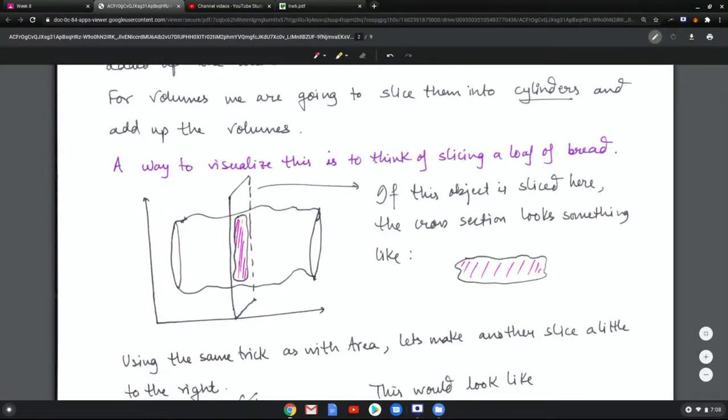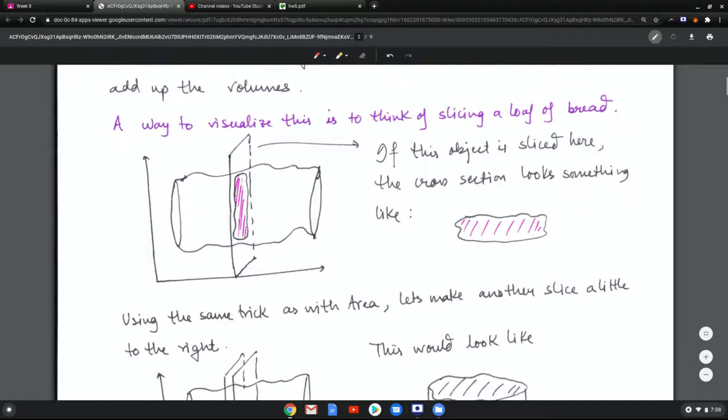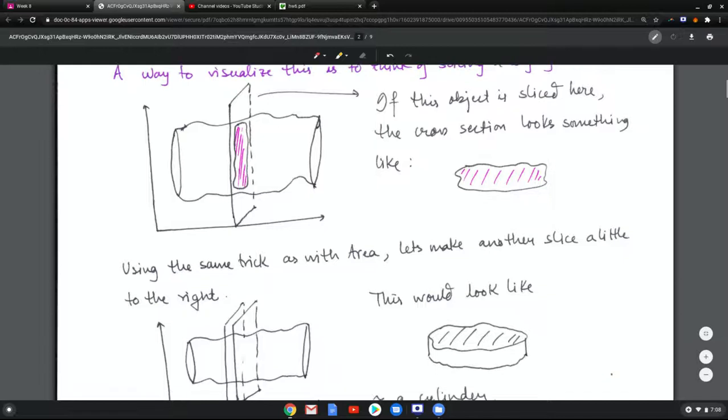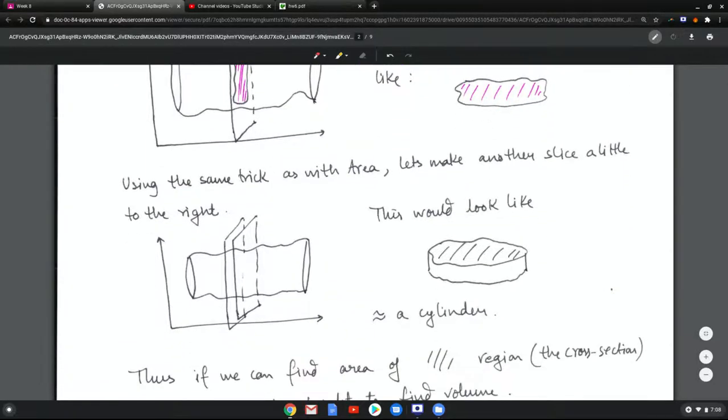Now, if this particular object is sliced here, the cross section may look something like this. Now, using the same trick as with area, we make two slices, one next to each other. Let's say the width of the slice is delta x, which is really small. What we end up with is that roughly the top and the bottom are roughly the same because delta x is really small. In fact, that becomes the height of the cylinder.